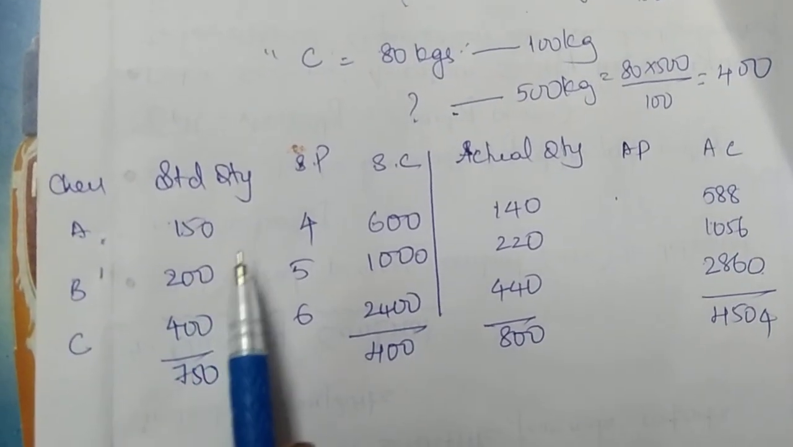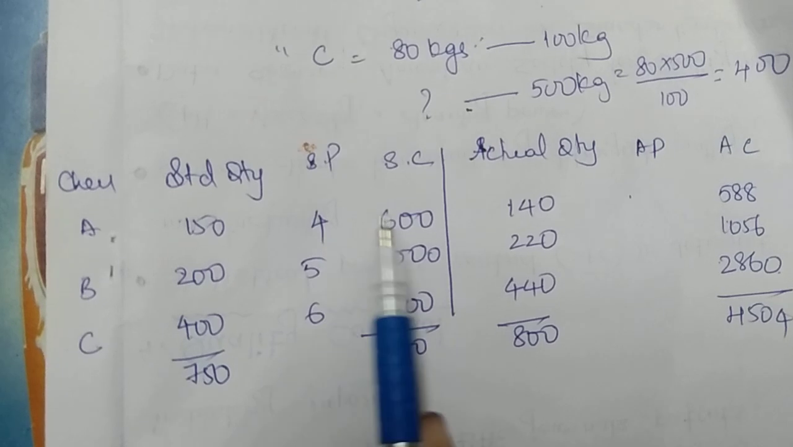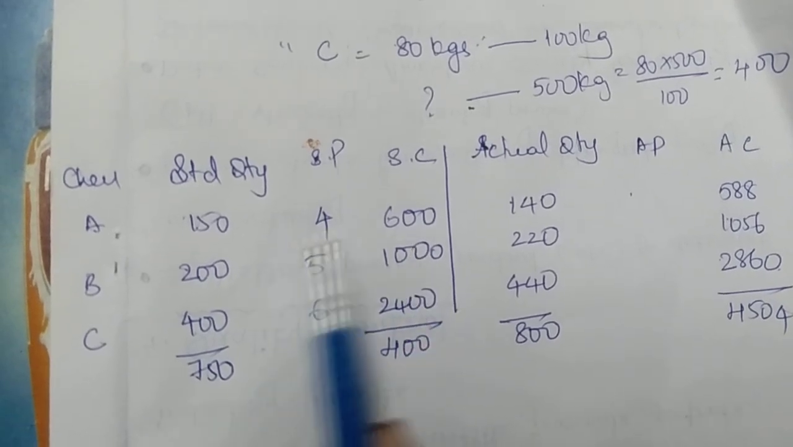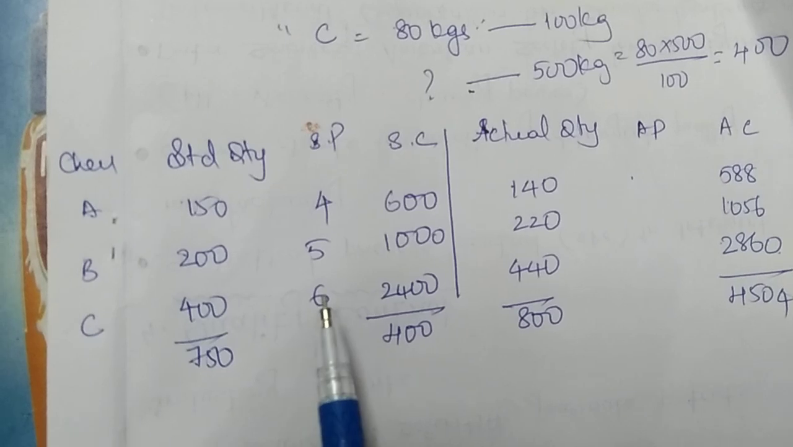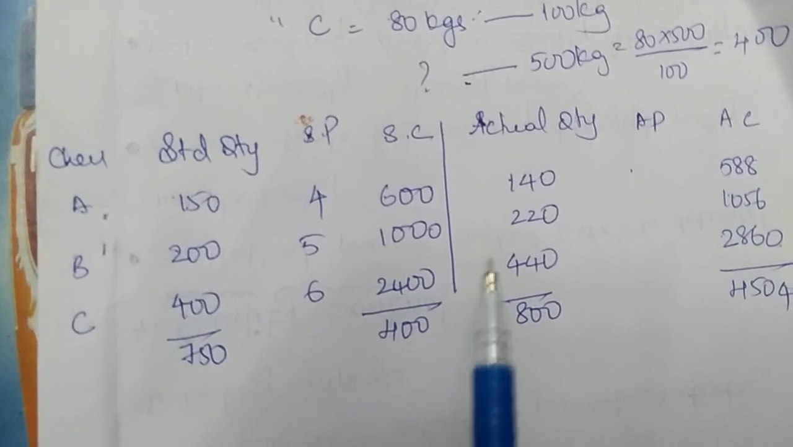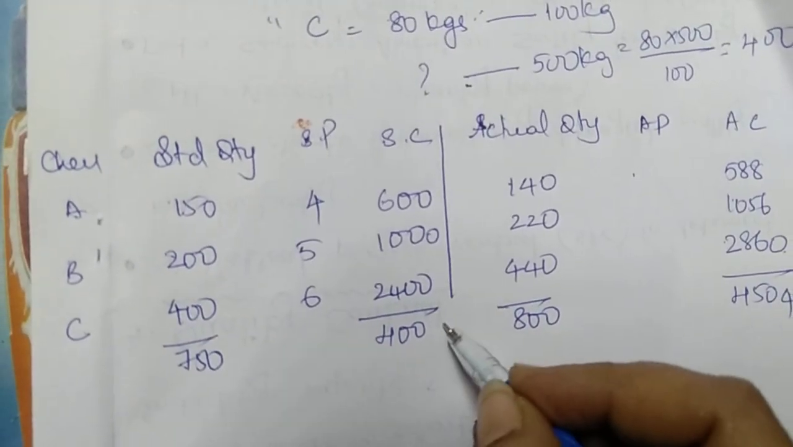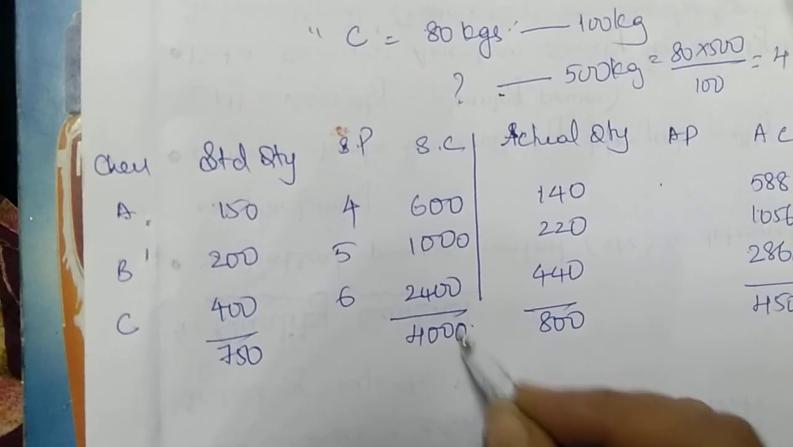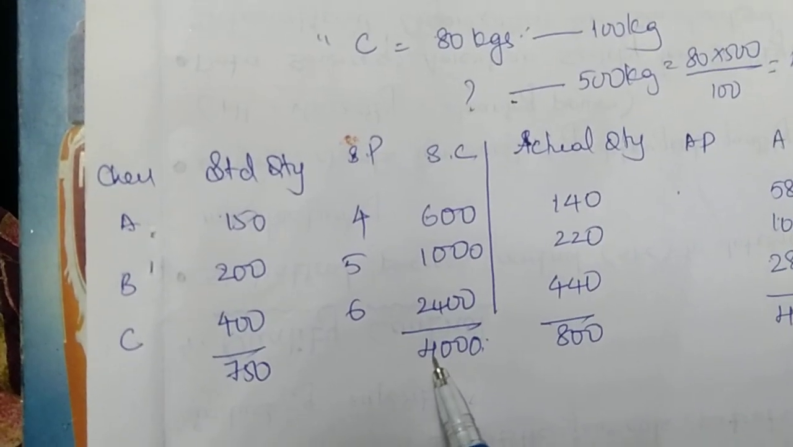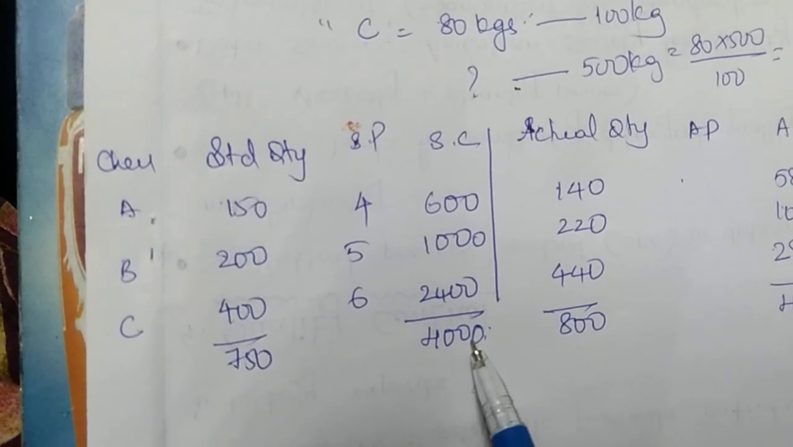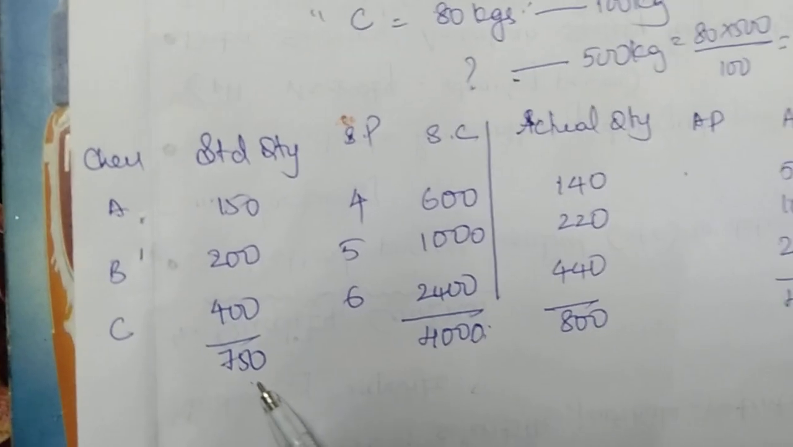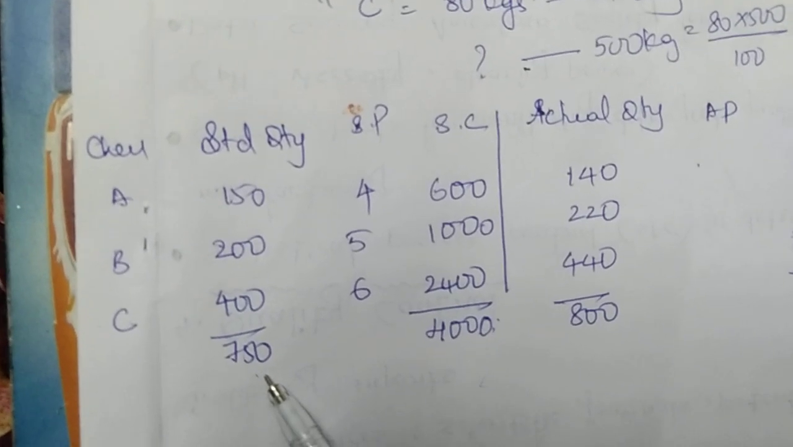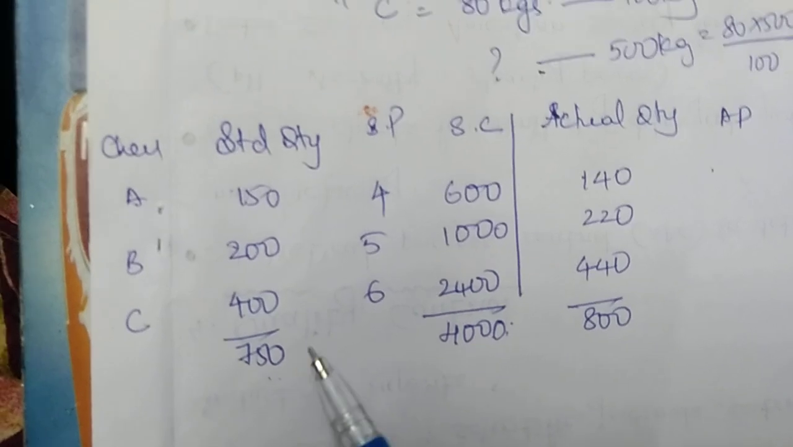So 150, he gave us 4 rupees, which is the standard cost: 150 into 4 is equal to 600, 200 into 5 is equal to 1000, 400 into 6 is equal to 2400. So this is how my total cost is going to be. Total standard cost is going to be 4000, and the total standard quantity, or total standard input as we call it, is 750.